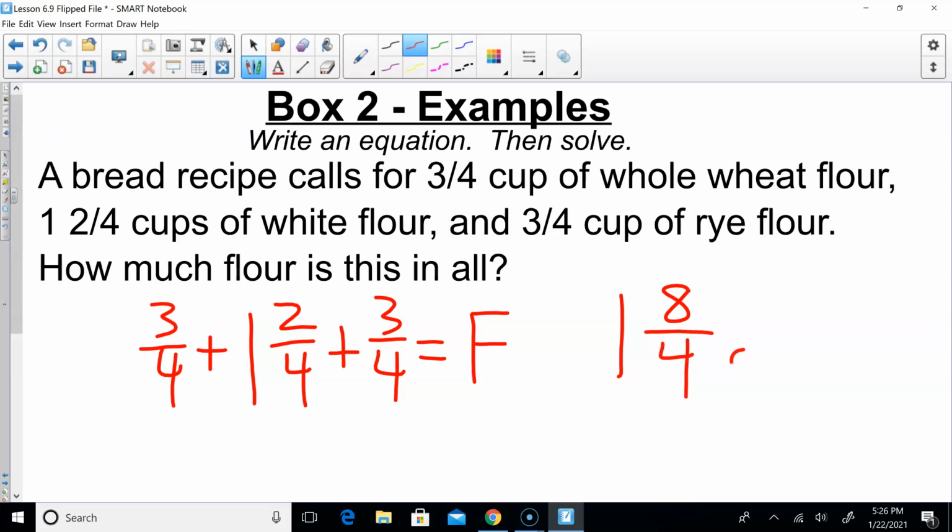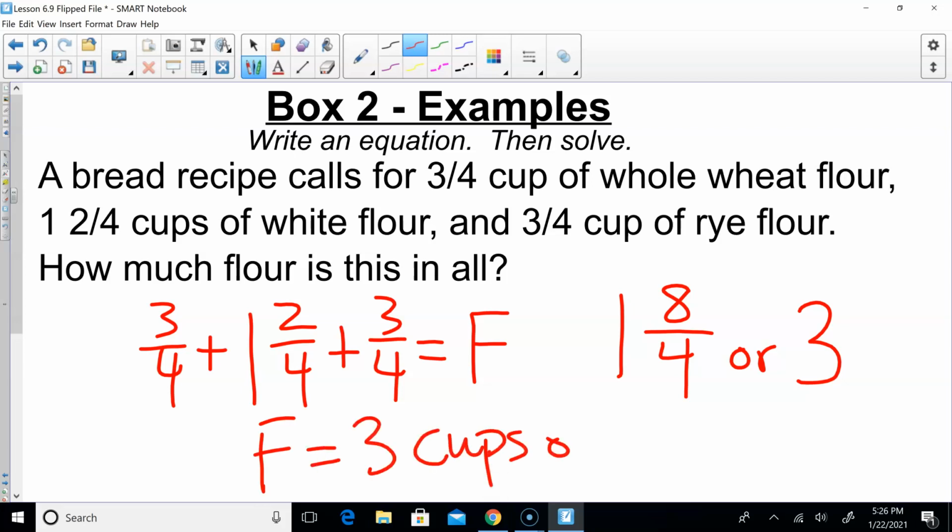I could reduce this into another fraction, which means how many groups of 4 can I get from 8? Well, if I get 1, I'd be left with 4. So I get 2 groups. So 1 8/4 is the same as 3. So the answer would be F equals 3 cups of flour in all. So you can pause this one and solve this out to help you with yours.